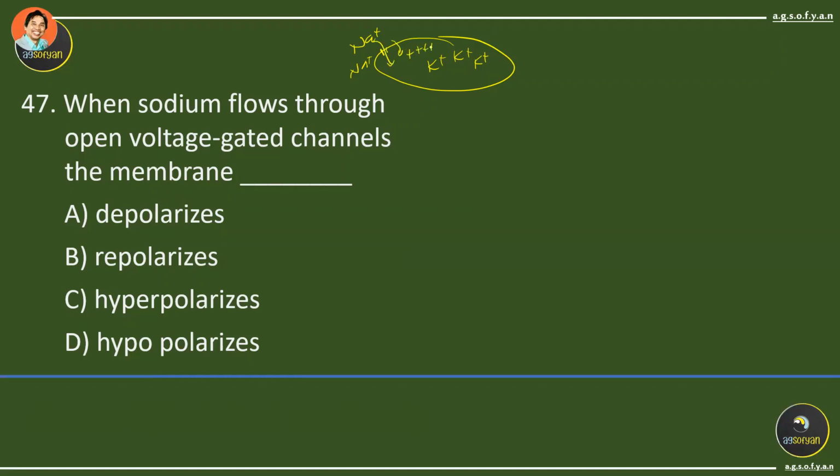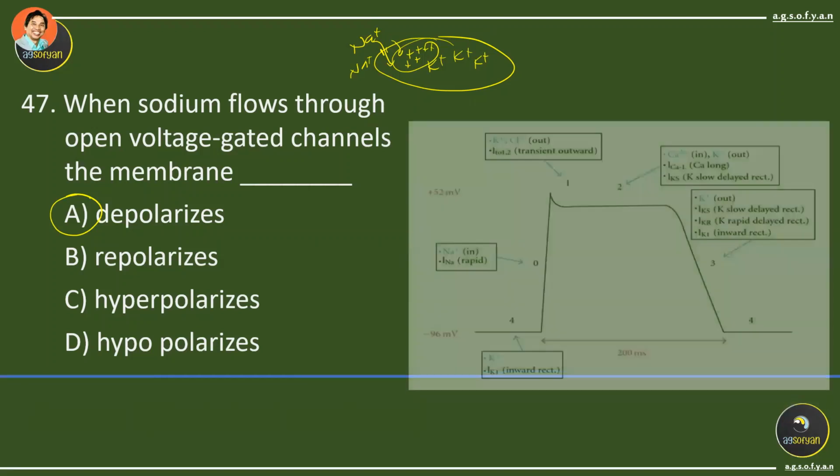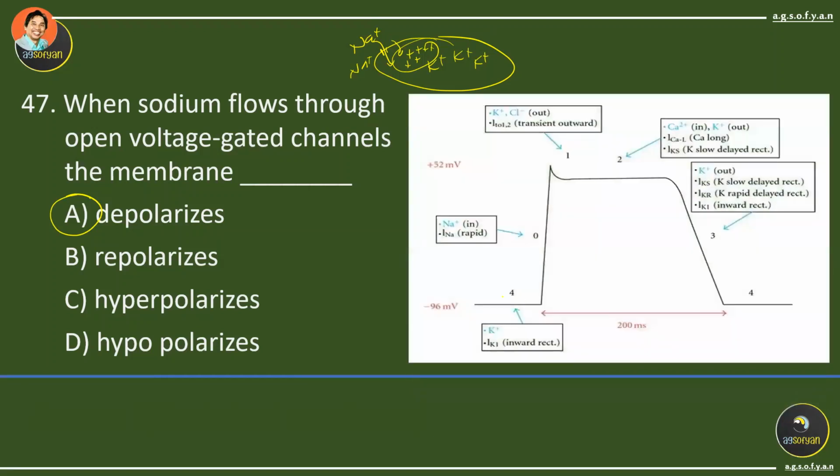becomes positive. And when the cell becomes more positive, this is called depolarization. Okay, so depolarization. So that should be the answer. When the sodium channel opens, the electricity in the cell increases, so positive increases, and this process is called depolarization. Now look at this one over here.